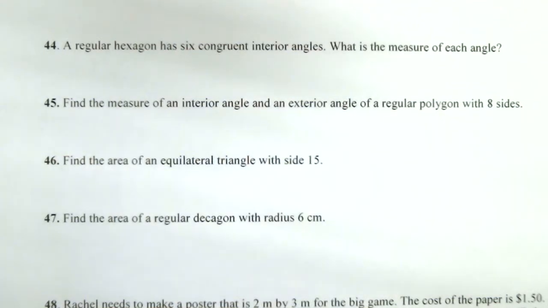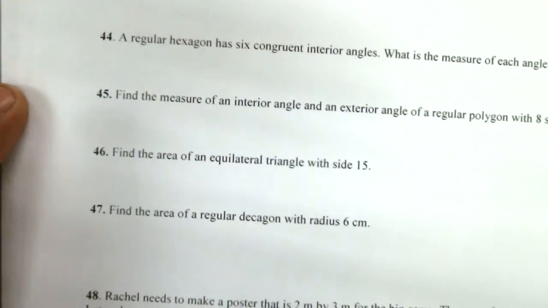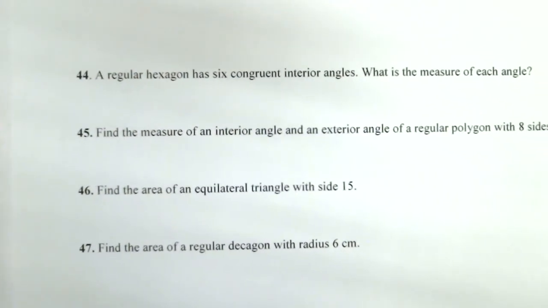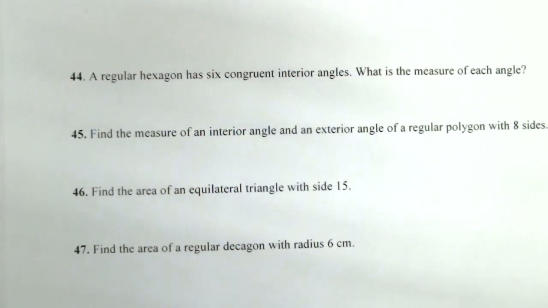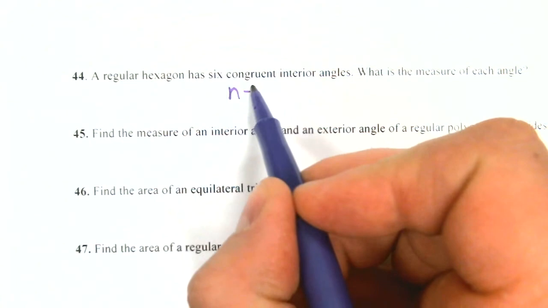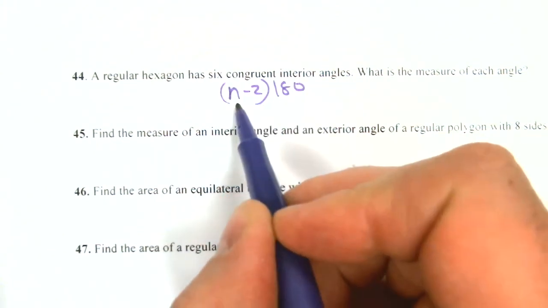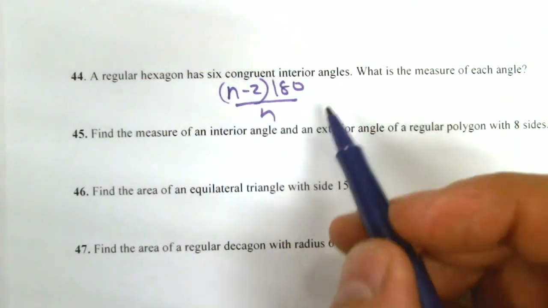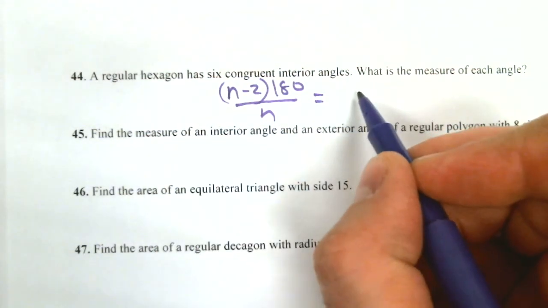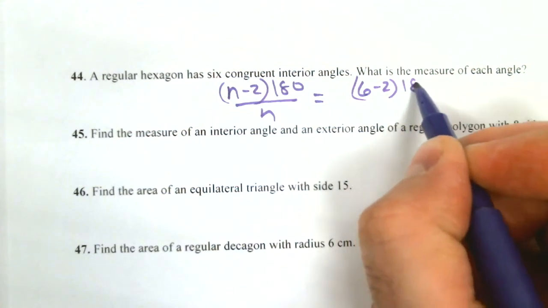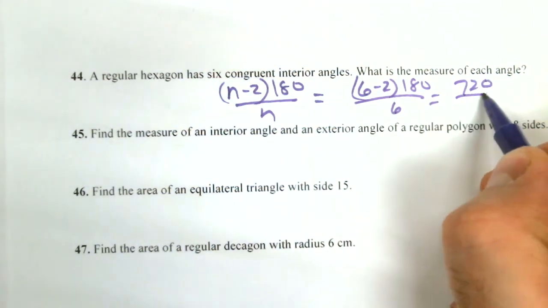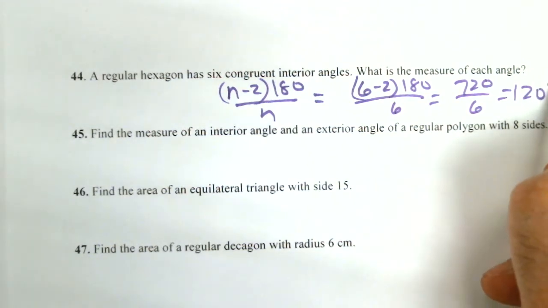Here we are on the second to last page. We're going to start at question 44. A regular hexagon has 6 congruent interior angles. What's the measure of each angle? Our formula for that is n minus 2 times 180 divided by n, where n is the number of sides. So let's plug in 6 for hexagon, and I get 6 minus 2 times 180 divided by 6. Simplifying that, I get 720 over 6, or 120 degrees.